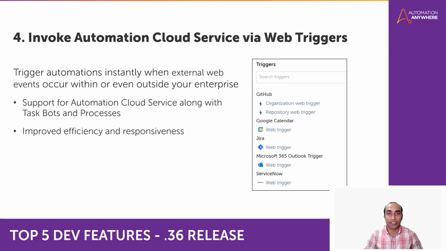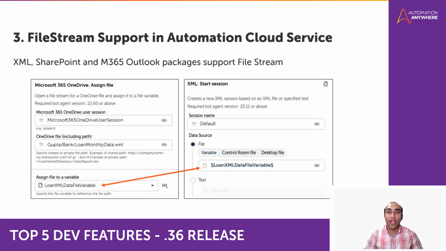Alright, moving on to number 3, File Stream Support in Automation Cloud Service, also known as API tasks. We have added support for XML, SharePoint, and Microsoft 365 Outlook packages on top of REST and OneDrive packages which were supported earlier. That means more flexibility for file-heavy automations in the cloud.